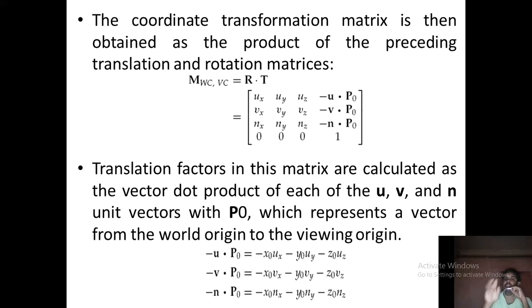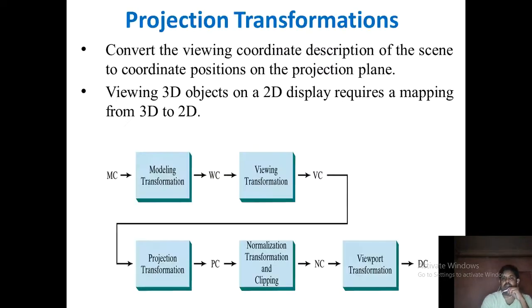So to calculate the translation terms, you take the u, v, n dot product with p naught. Its direction is from the world origin to your viewing origin, which we derived. That gives minus u dot product p naught, which is minus x naught ux plus y naught uy plus z naught uz. The direction of p naught is from the world origin to your viewing origin. That is the derivation.